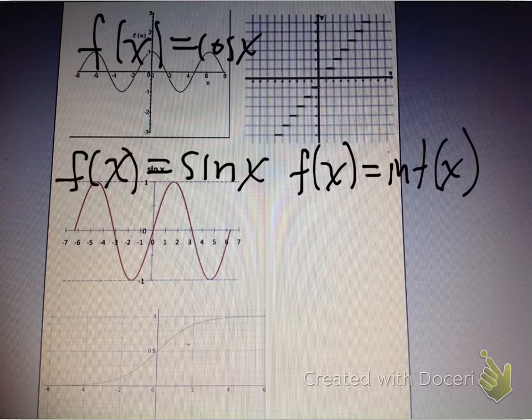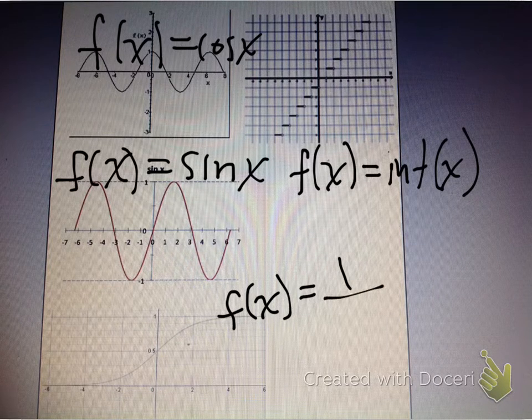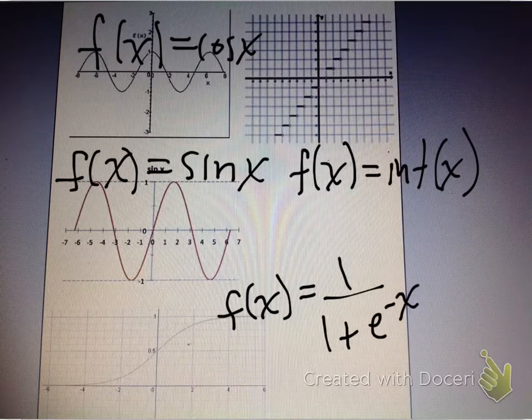Alright, and then the bottom left we have the logistic function, which is f of x equaling 1 over 1 plus e to the negative x. Alright, so there are the 12 basic functions. It helps if you can memorize these, because when you're given a function, you can visually picture in your head what the graph is going to look like and vice versa.